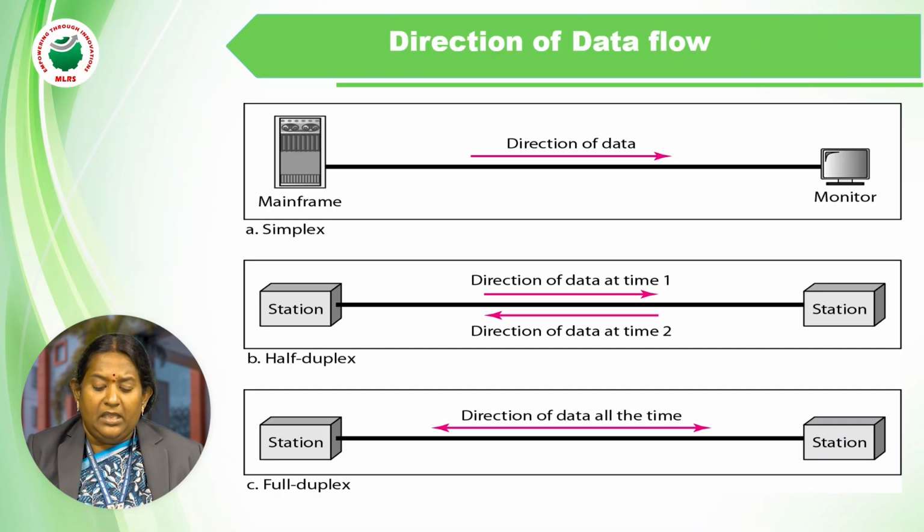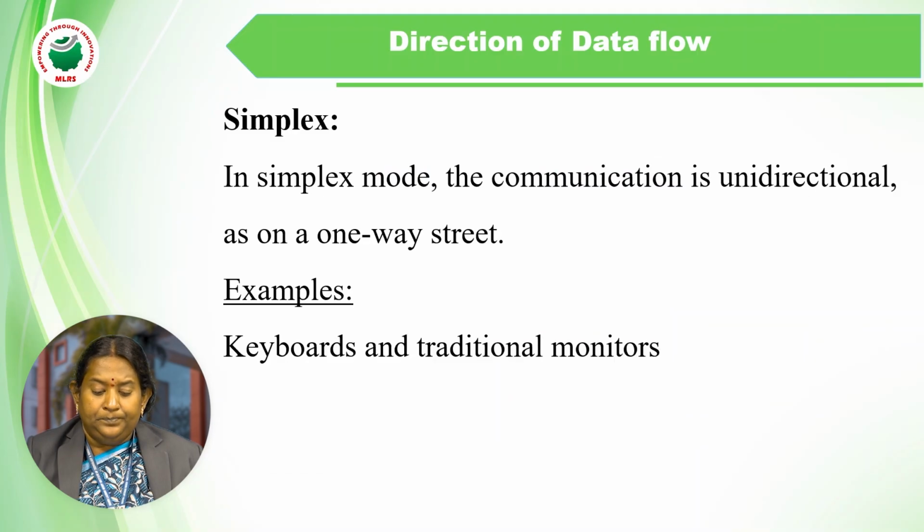A data flow can be from a mainframe, a station, or different types of stations. Mainframe means the direction of the data will be mainframe to the monitor. Half duplex: direction of data at time 1 and direction of data at time 2. We can have multiple amounts of information transferred from different directions. Another one is the full duplex. If the direction of data is only in one directional way, it is called half duplex. If the data flow or communication is two-way, then it is called full duplex.